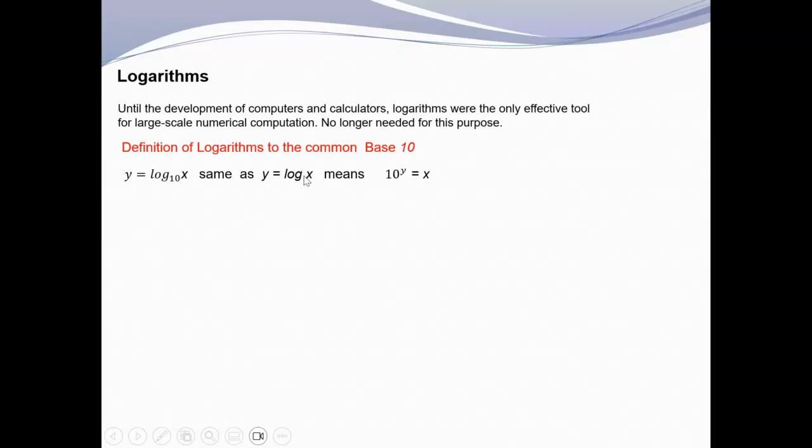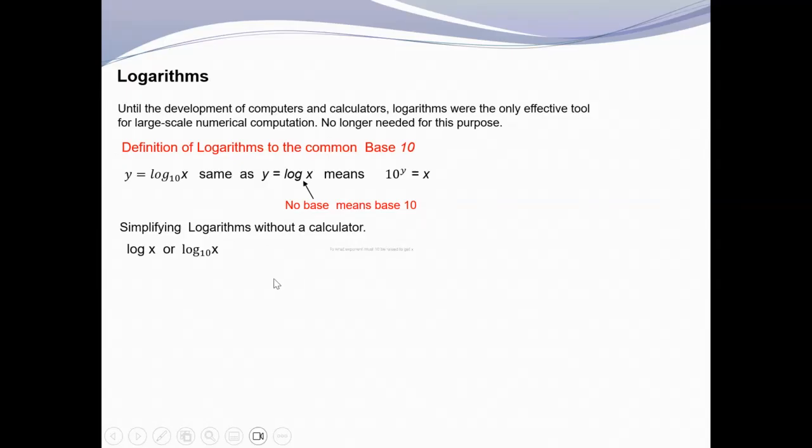Because we know if there's no base, we know it's 10. For example, if you have x, isn't it the same thing as 1x? But we don't say 1x, we just say x because we know there's a 1 in front of the x when we just say x. Same thing here. If there's no base, it means it's base 10, which means base 10 to the y power equals x. That's really the meaning behind it. If there's no base, it's base 10.